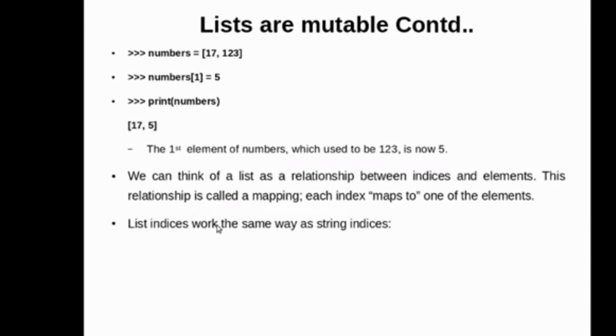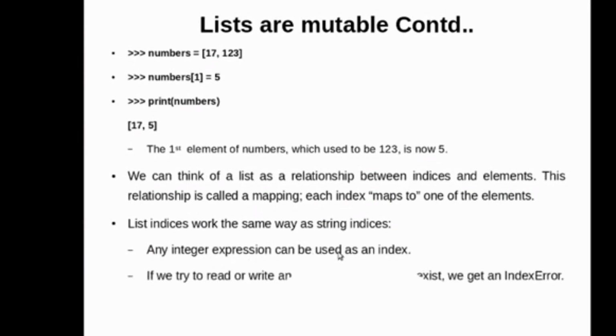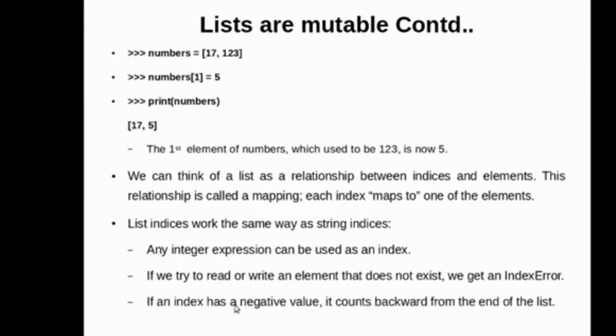List indices work the same way as string indices. Any integer expression can be used as an index. Second, if we try to read or write an element that doesn't exist, we get an IndexError. And third, if an index has a negative value, it counts backward from the end of the list. For example, if numbers is equal to 17, 123, then numbers of minus 1 will be 123, and numbers of minus 2 will be 17.